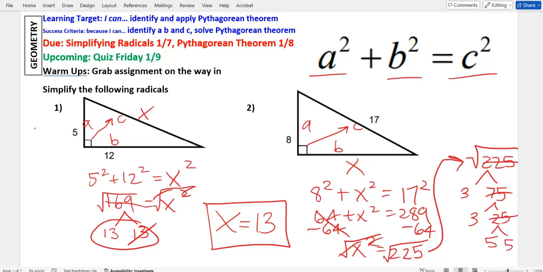Okay, well, now I end up with a pair and a pair. So if there's no loner, there's no more square root. I just multiply those couples. 3 times 5 is 15.